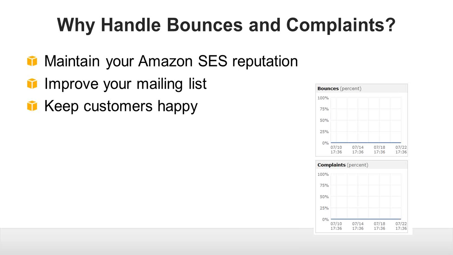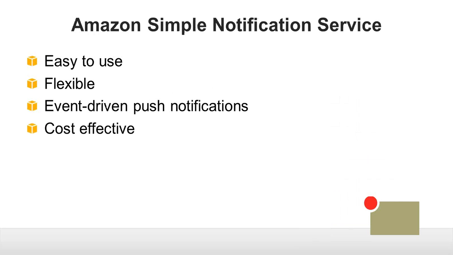You should also handle bounces and complaints to improve the quality of a mailing list. Over time, a mailing list becomes stale. Handling bounces and complaints will improve the quality of your list by removing invalid addresses. This will also reduce your costs for sending through SES and ensure you are only sending to customers that want your email. Finally, it will help you keep customers happy. A complaint is a notification from the customer indicating that they do not want your mailing. If you promptly remove them from your list, you keep customers happy and increase the likelihood that they will come back to use your service.